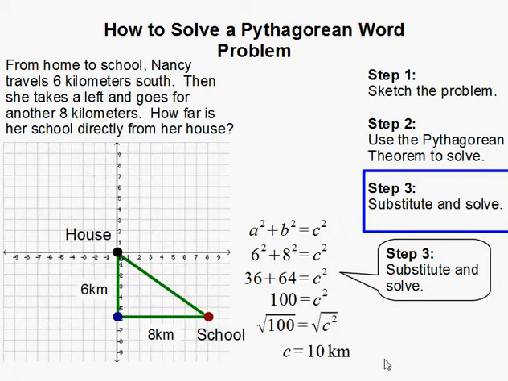Don't forget the units. So if she went directly, it would be 10. But since she takes this path, it is 14. Okay, and that completes our problem.